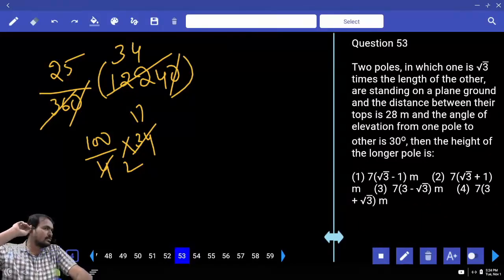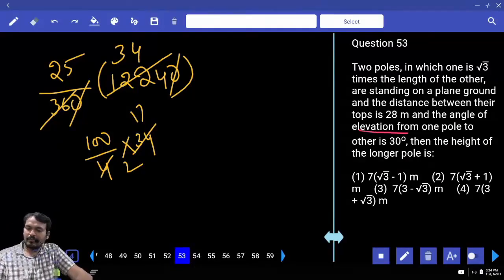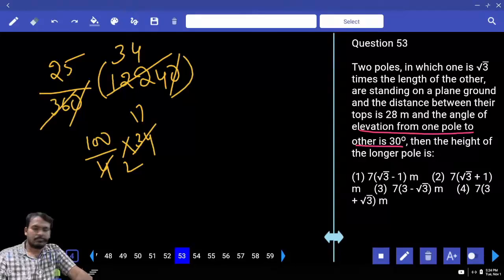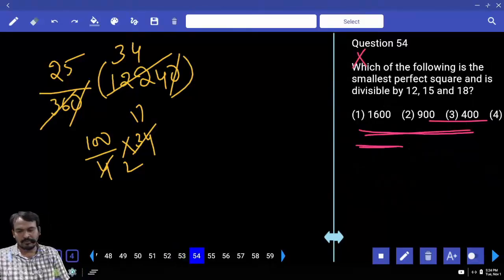Next, question number 53. Actually, in question 53 some mistake is given. The angle of elevation from one pole to the other is 30. There is no clarity about A to B or B to A. So this question has some mistake.